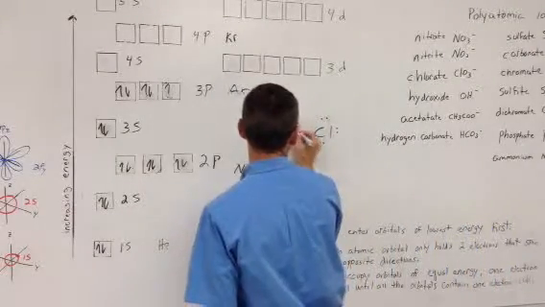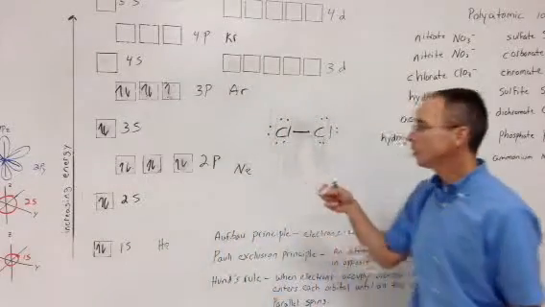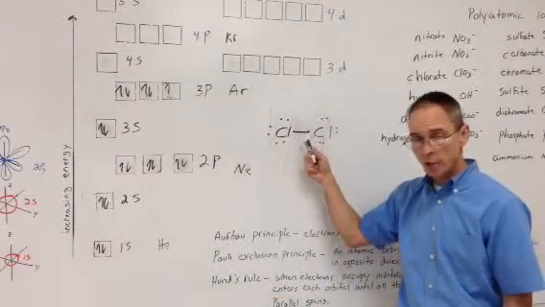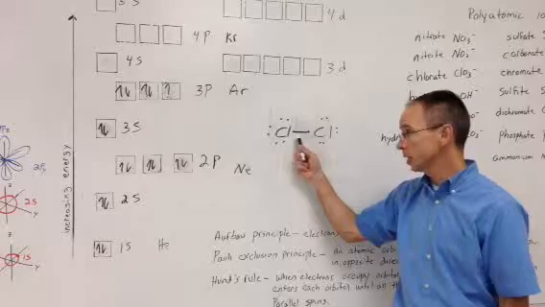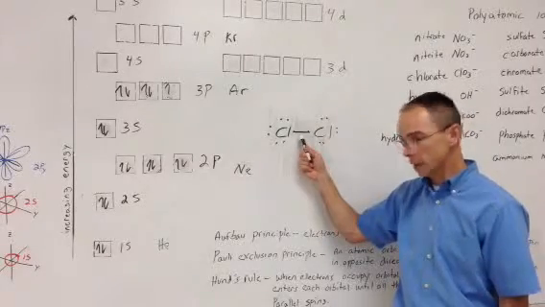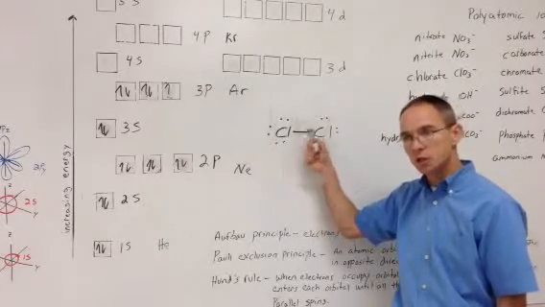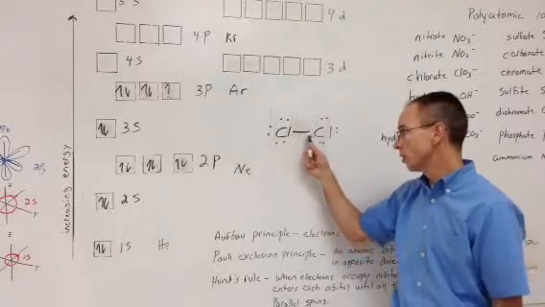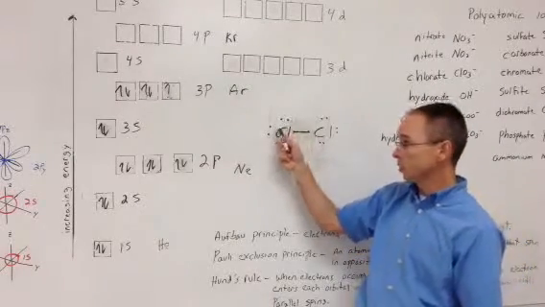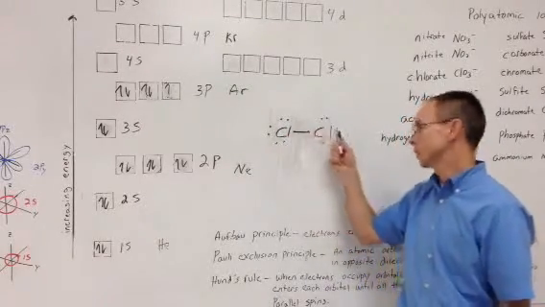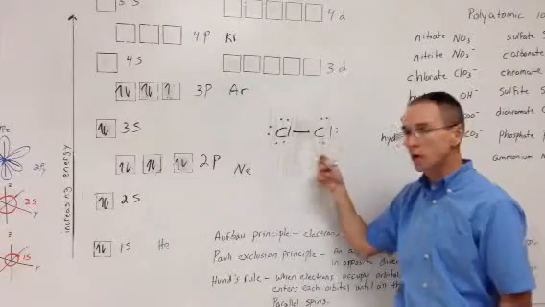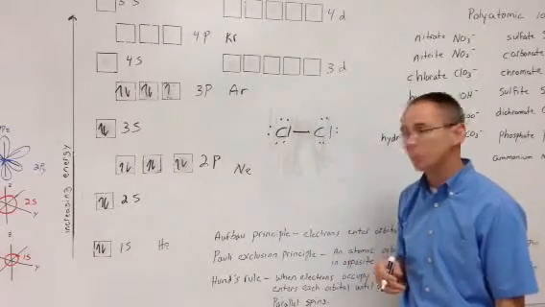Let me make a dash there to show you that. Now they're sharing that pair of electrons. That's what that dash means. Each chlorine atom is sharing that pair of electrons so that it can achieve its noble gas configuration. So that pair of electrons is going to spend time around the nucleus of this chlorine, and it's going to spend time around the nucleus of this chlorine so that the whole molecule is more stable.